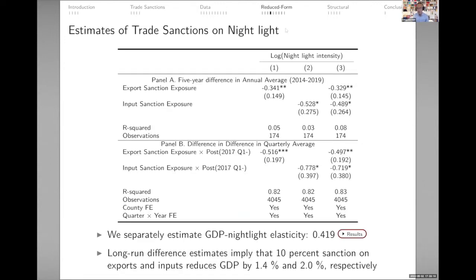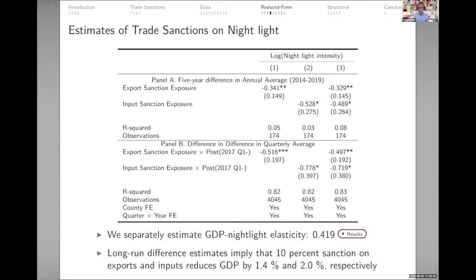This is our main table for the reduced-form analysis. So we find that in panel A, the long run estimate suggests that a 10% increase in export sanction exposure leads to a drop in nightlight intensity by about 3.54 log points here. A 10% increase in input sanction exposure leads to a drop in nightlight by about 5.3 log points. In the last column, we include both sanction exposure measures. Because these don't have high correlations, we find that the estimates are quite similar.